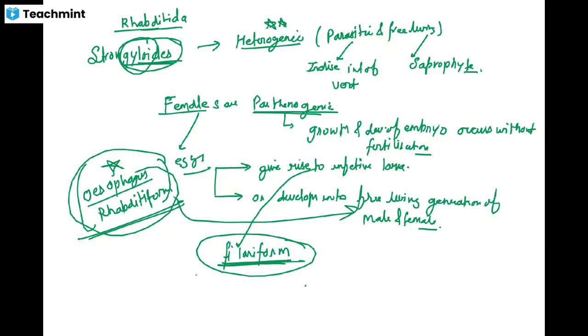And here the mode of infection is percutaneous, meaning through skin penetration. In this, the first species is Strongyloides papillosus, which is also known as the intestinal threadworm of ruminants.